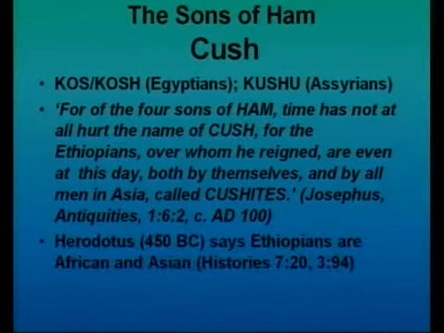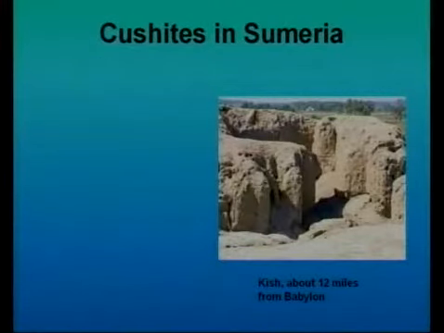Herodotus, who's a pagan historian from the 5th century BC, also speaks about the Ethiopians. And they both spread into Africa and to Asia. He confirms that. So let's look at the Cushites in Samaria as they went through into Asia via Iraq. Now there's a place, this picture you've got here is the ruins that was excavated in Iraq, about 12 miles from Babylon, named Kish in the ancient Mesopotamian clay tablet records.